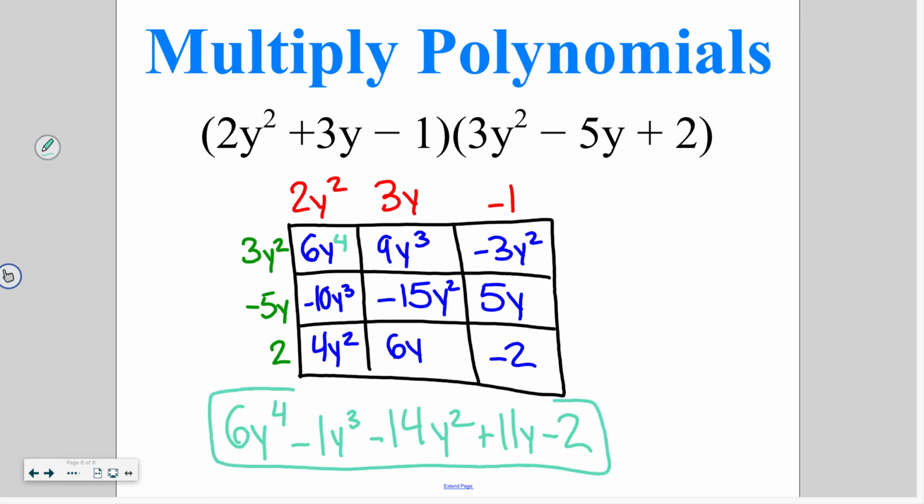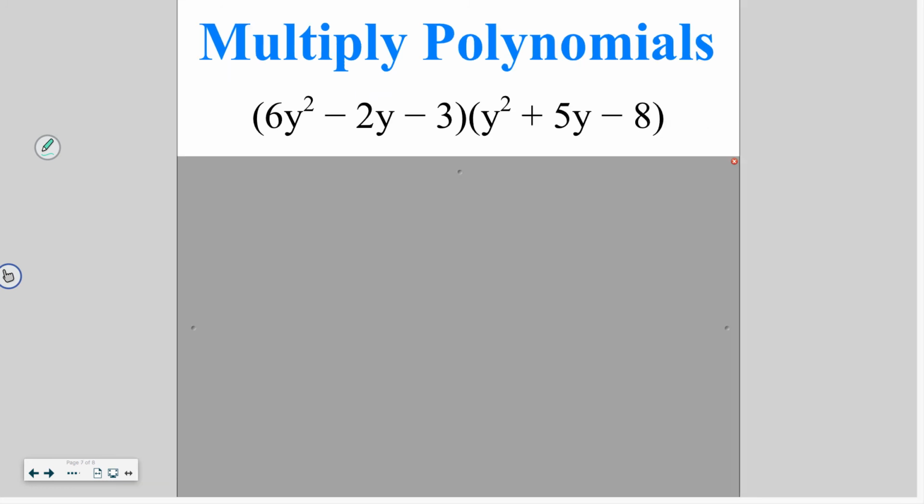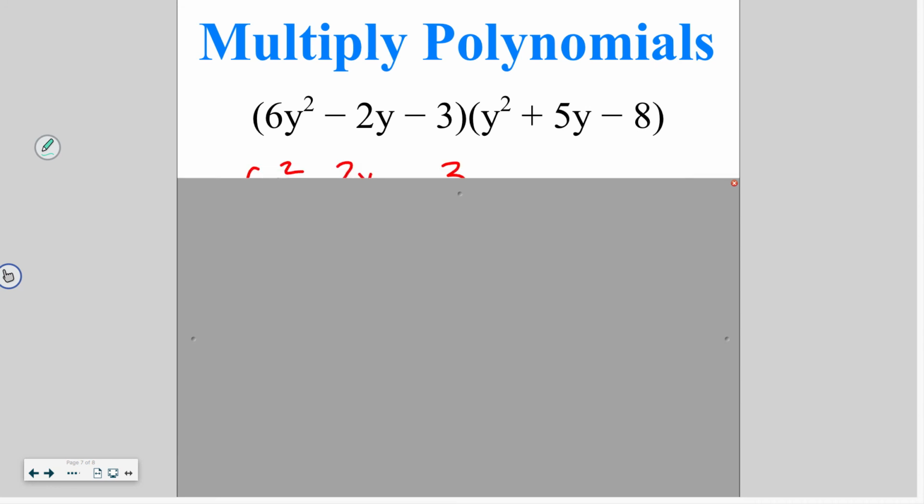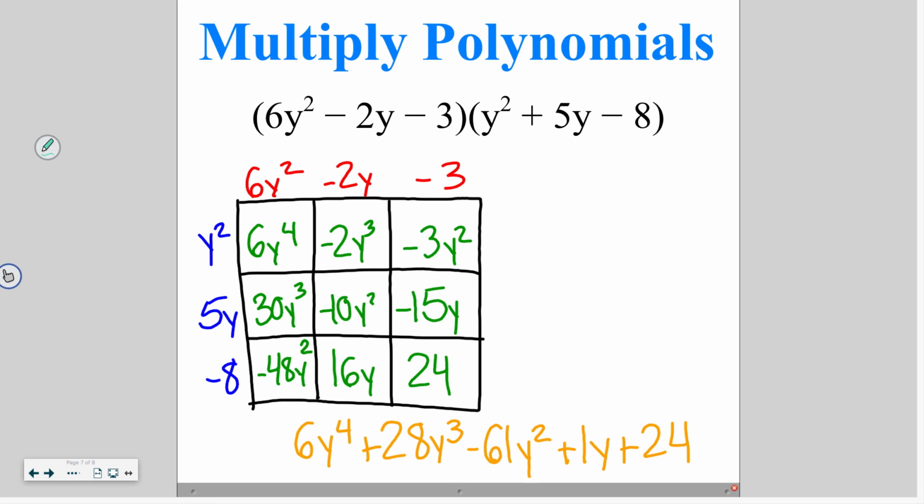So it's the same process, we just have one more column so that it's a trinomial by a trinomial. Go ahead and try this one on your own. We get a final answer of 6y to the fourth plus 28y cubed minus 61y squared plus y plus 24.